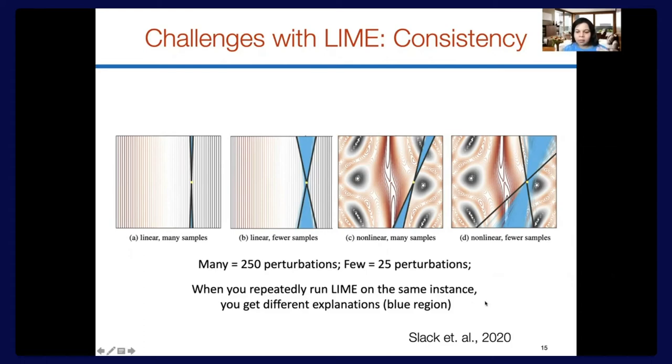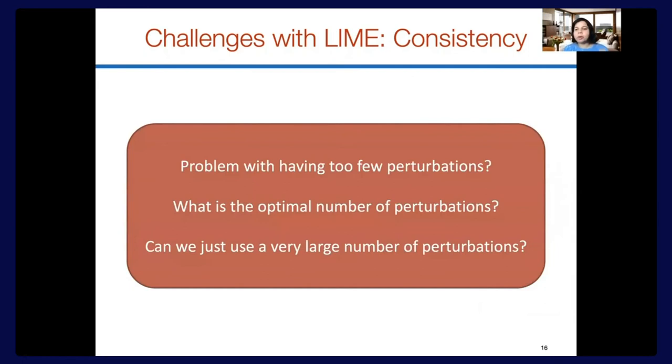But what does that imply? Is this a problem with having too few perturbations? Can we resolve this problem by just increasing the number of perturbations? Another problem is we don't really even know what the optimal number of perturbations is. When I run my LIME method with, let's say, 100 perturbations on an instance, is that too little or too much? I have no clue. There is no way for me to know, right?